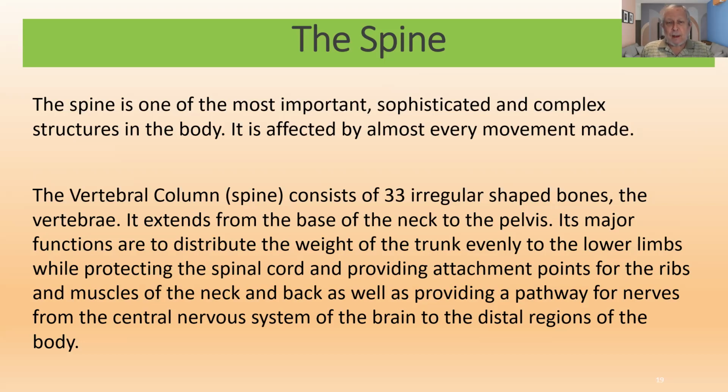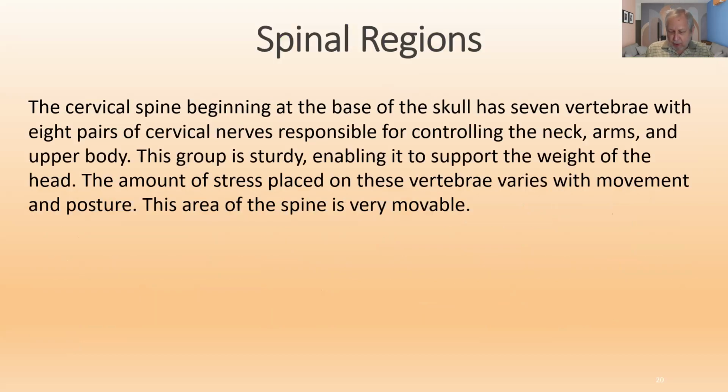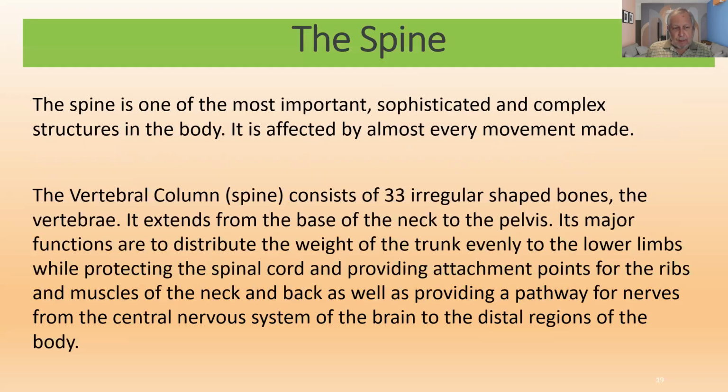Now, that's a lot of what it does, okay? Its major function is to distribute the weight of the trunk of the body evenly to the lower limbs, the legs, pelvis, all that, while protecting the spinal cord. Remember, the spinal cord's inside the vertebral column, so it's got to protect that. And it gives you attachment points for ribs and the muscles of the neck and back, and a pathway for nerves from the central nervous system. So that spine is pretty doggone important.